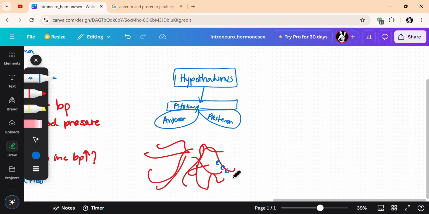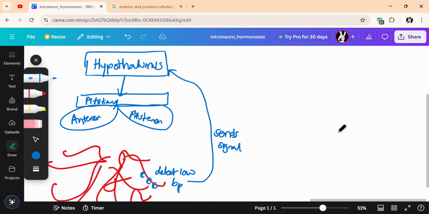So what happens is we've got baroreceptors hanging out on blood vessels. Let's say this is the little baroreceptor, and it will first detect low blood pressure, and so it will send a signal to the hypothalamus that, hey, we have low blood pressure. My bad, I should have written send signal. It sends a signal, which will basically say, hey, increase blood pressure.